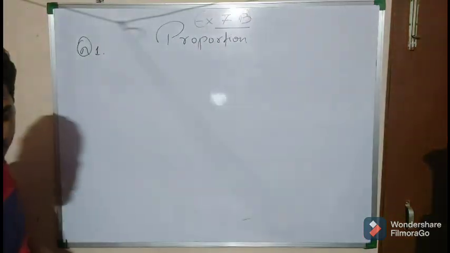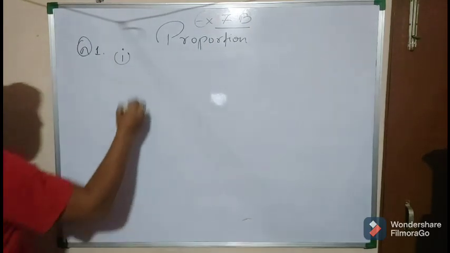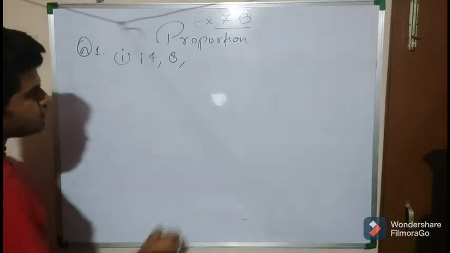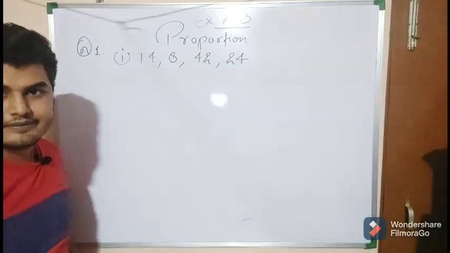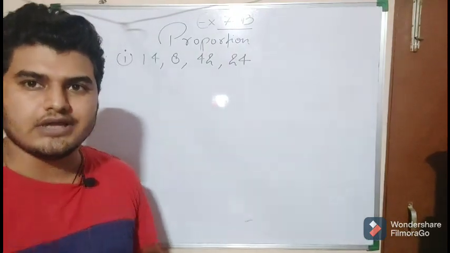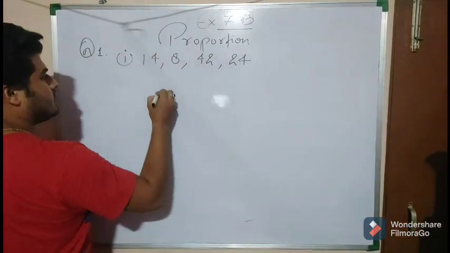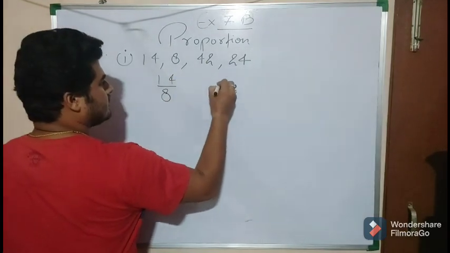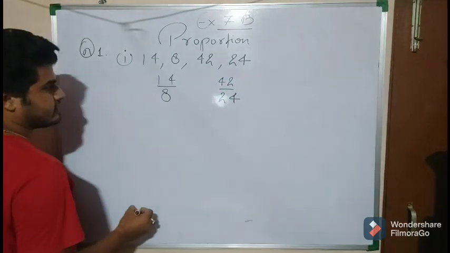The numbers given in the first part are 14, 8, 42 and 24. Now we have to check whether it is in proportion or not. So 14 ratio 8, 42 ratio 24. We will have to check both the ratios.